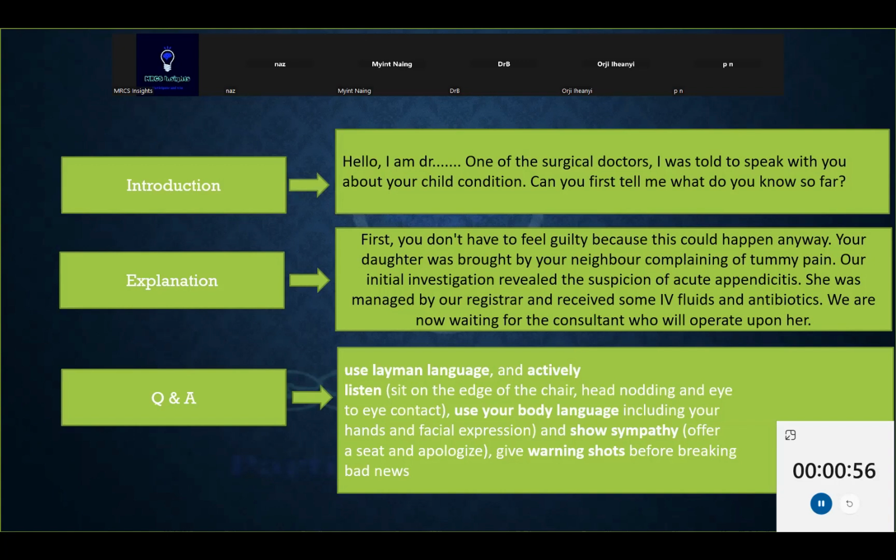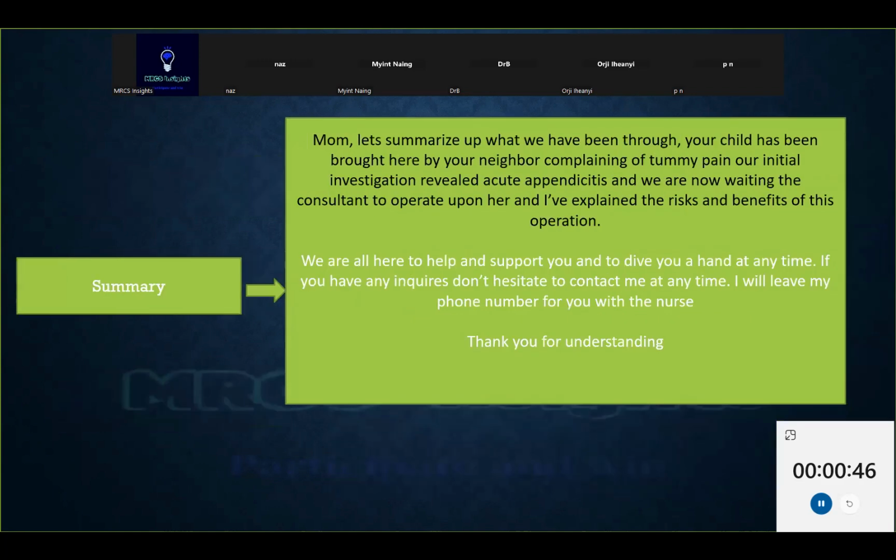Okay. So do you have any questions to ask me? No, doctor. That will be all. Okay, yes. After this conversation, even if you have any queries or if you want to ask me any questions, please go to the nurse station. I will give my bleep number to you with the nurse. Okay, doctor. Yes, sir. Thank you very much for understanding. Thank you so much, doctor.